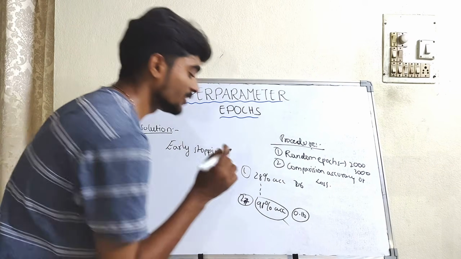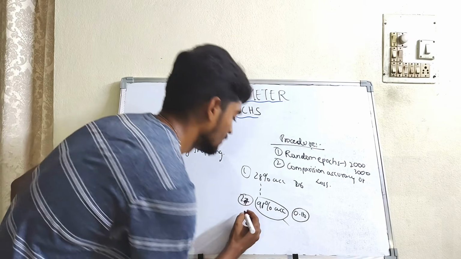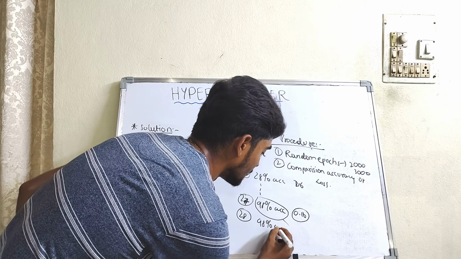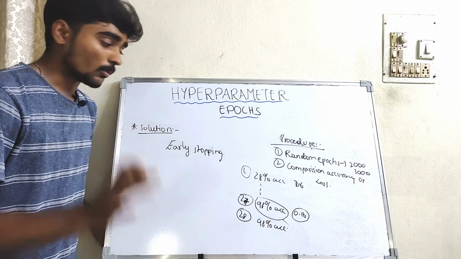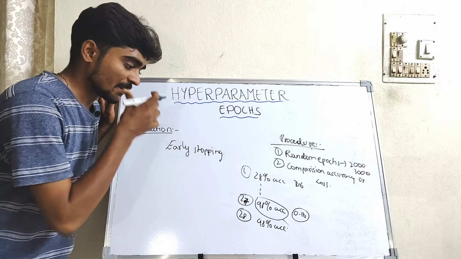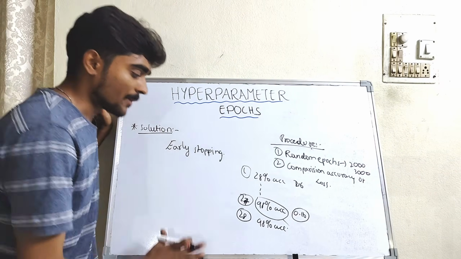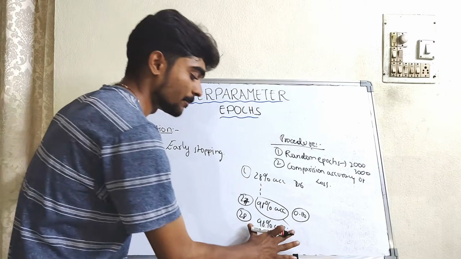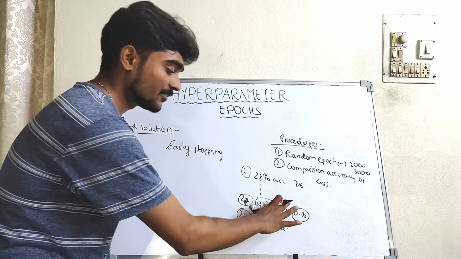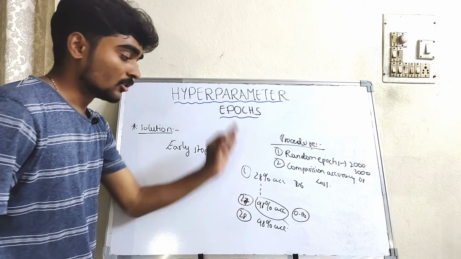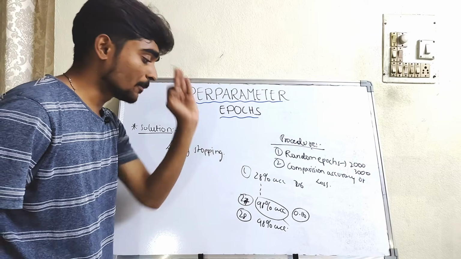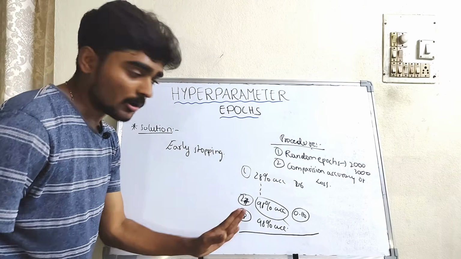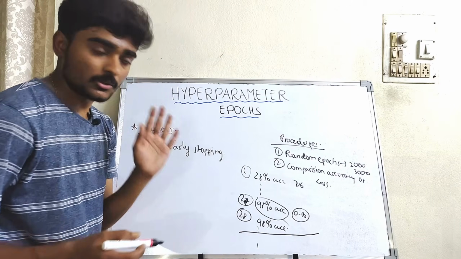Now, at the 27th epoch, I have got around 98% accuracy. Similarly, at the 28th epoch, I have got the same 98% accuracy. Now, what early stopping actually does is it compares the current accuracy with the previous accuracy. If it finds no change between the current accuracy and the previous accuracy, your training will be stopped. If not, your training will continue.